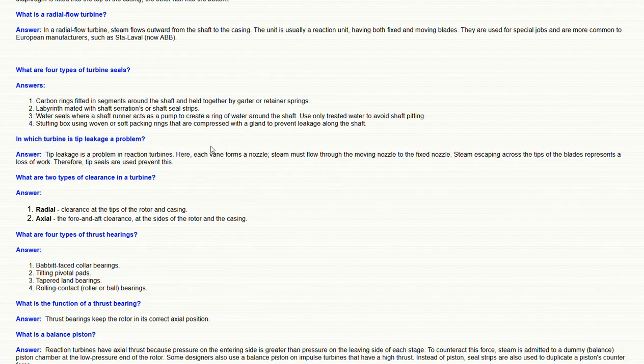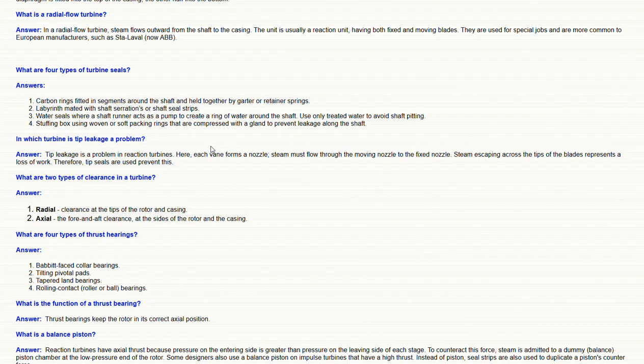Actually, radial clearance and axial clearance are very important. Without them, friction increases, heat in the rotor and the shaft increases, and this causes thermal expansion in the shaft of the turbine.